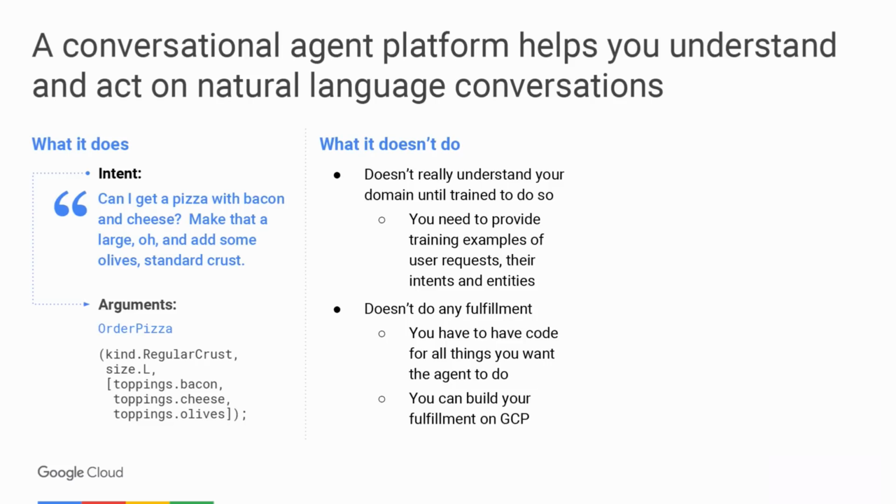So, just at a high level, what Dialogflow does is it takes unstructured text and turns it into structured text. If you have this sentence where a user is asking for a pizza with different things on it, we turn it into a structure that you can use in your business applications, like you can see on the bottom. What it doesn't do is understand your domain until you train it, and it doesn't do any of the fulfillment.